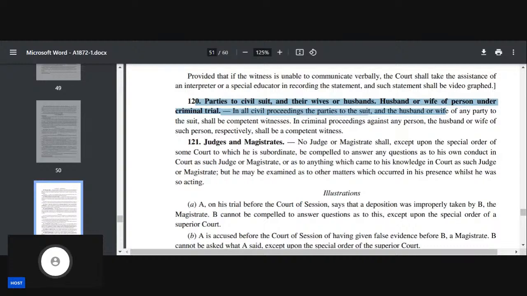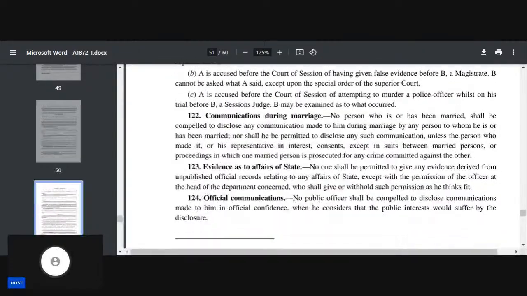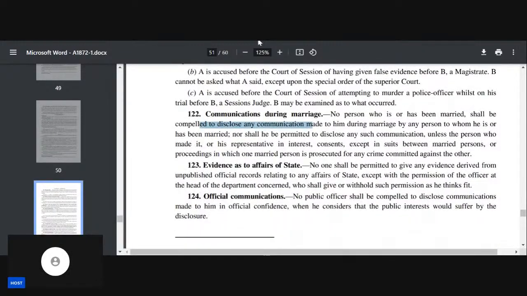Then come to privileged communication, which is under this chapter only. Now, there are some communications which should not be disclosed. They are privileged communications, like between spouses, between husband and wife. Whatever communication is made during marriage is a privileged communication, right? Or evidence as to affairs of state. So, privileged communication you can see from 126 to 129.